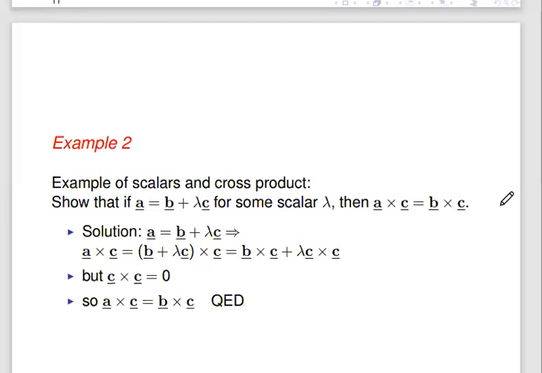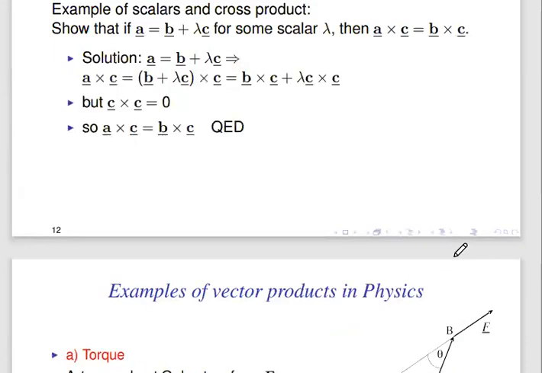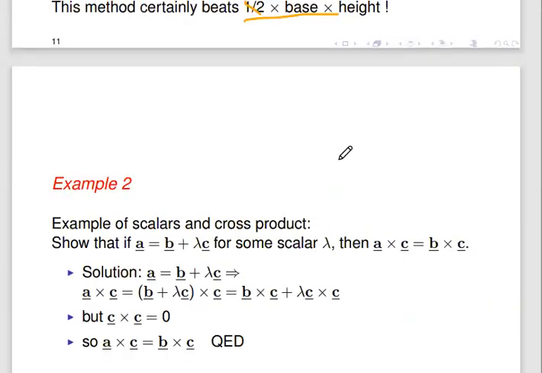So we have only 8 minutes left. I think we're done with cross product. So here we have another example. So P lambda C. They're asking us to find A cross C. Let's take the cross product.